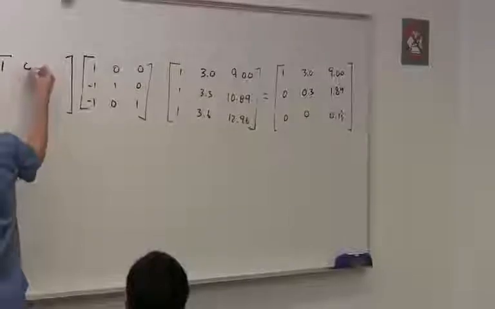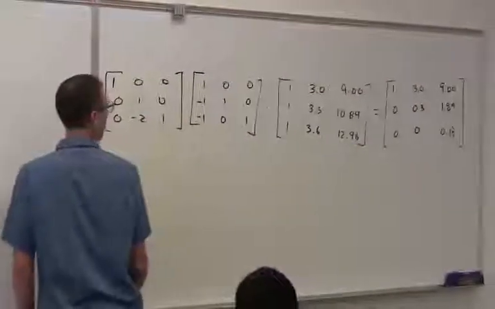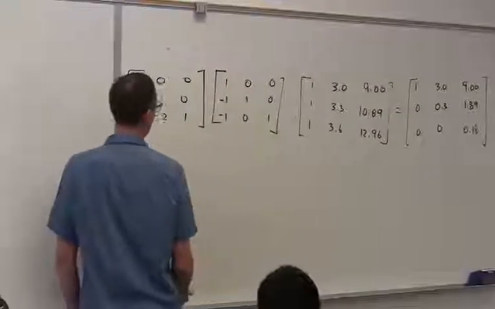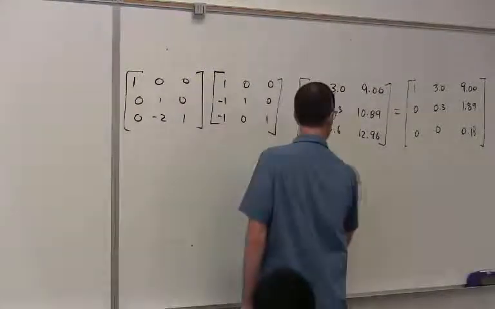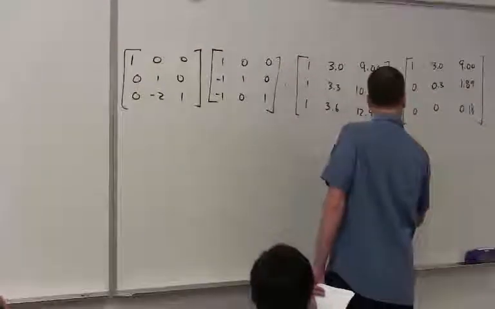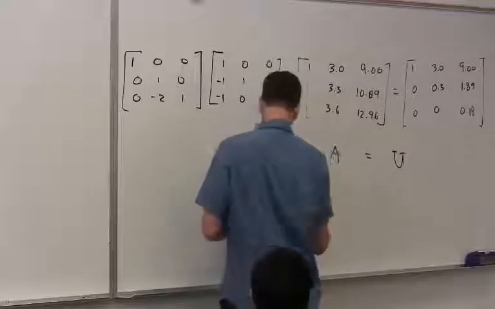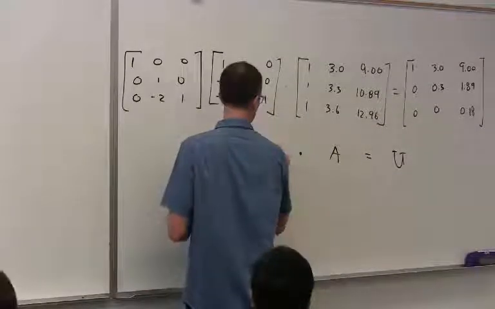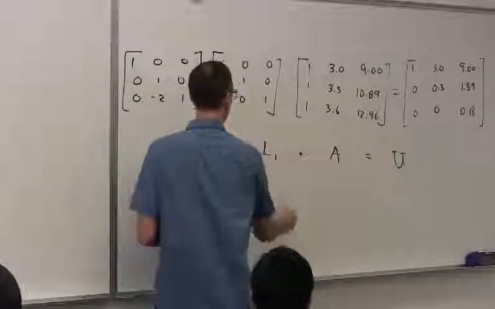Okay, so 1, 0, 0, 0, 1, 0, 0, negative 2, 0. 0, negative 2, 1. I'm sorry about that. So here we're going to call this thing A. We'll call this thing U. And then I'm going to make a really interesting claim here. This thing we're going to call L1. And this one we're going to call L2.